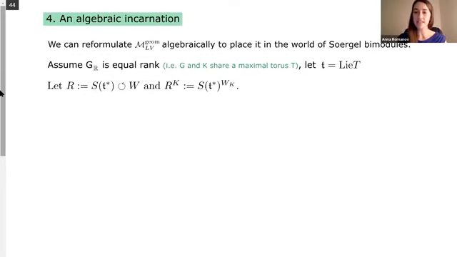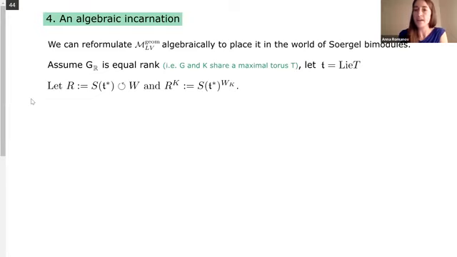Now, all of this can be reformulated algebraically in terms of the language of Soergel bimodules. So for the rest of the talk, we'll assume that the group is equal rank. In other words, I'm just doing this so I can assume that G and K share a maximal torus. And then I'll let t be the Lie algebra of the group T.